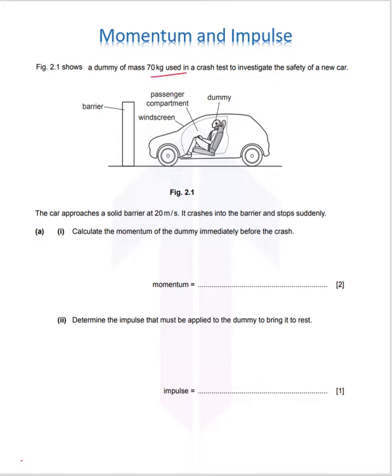How can we find the momentum of this dummy of mass 70 kg, which is used in a crash test to investigate the safety of a new car? The car is approaching a solid barrier at 20 meters per second. So, what is the momentum of the dummy immediately before the crash?